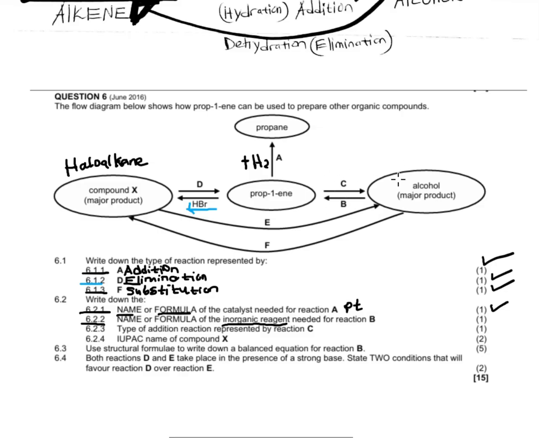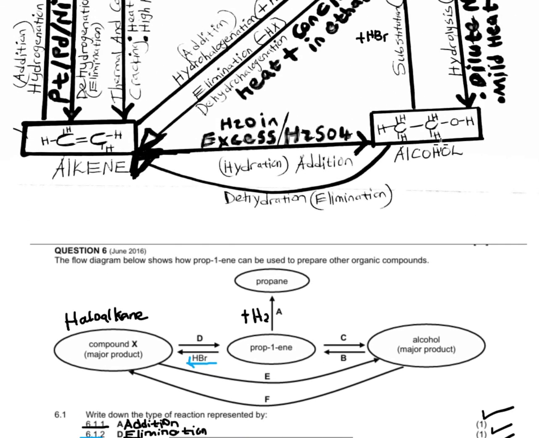This reaction B, can you see we're moving from an alcohol to propene? Alcohol to an alkene. What is the reagent that is needed here? The inorganic reagent. So we know that's going to be the concentrated sulfuric acid. Concentrated sulfuric acid.